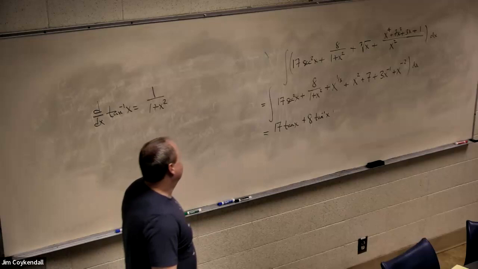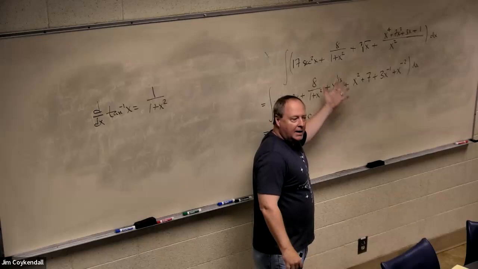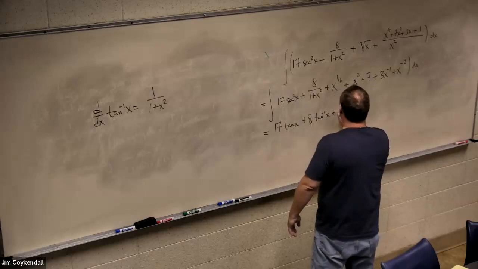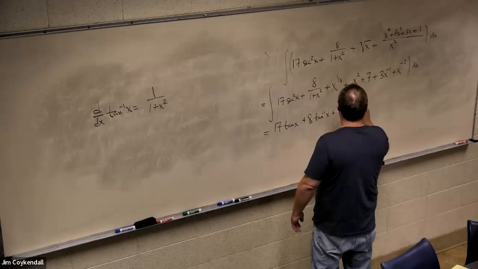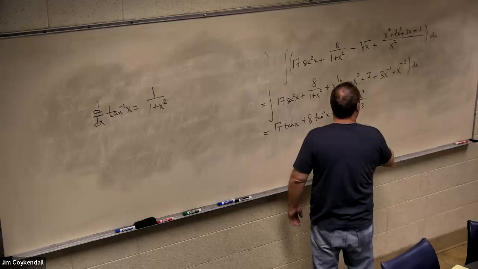Every other thing that I've got in here is a power of x. So I'll write this out kind of explicitly. This will be x to the 1/3 once, so x to the 4/3 all over 4/3. This should be x cubed all over 3. This should be 7x.